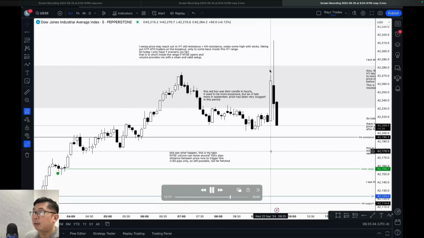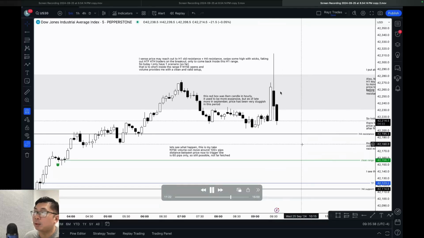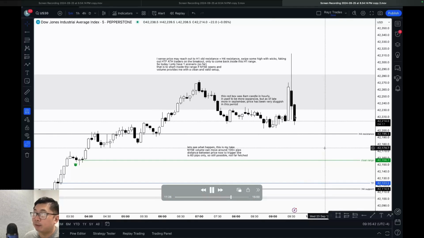Okay, and you can see a nice clean swing point, right? A swing high to the downside, right? Although this is not confirmed yet, it is just a nice swing. Now, to be honest, guys, I was 50-50, right?